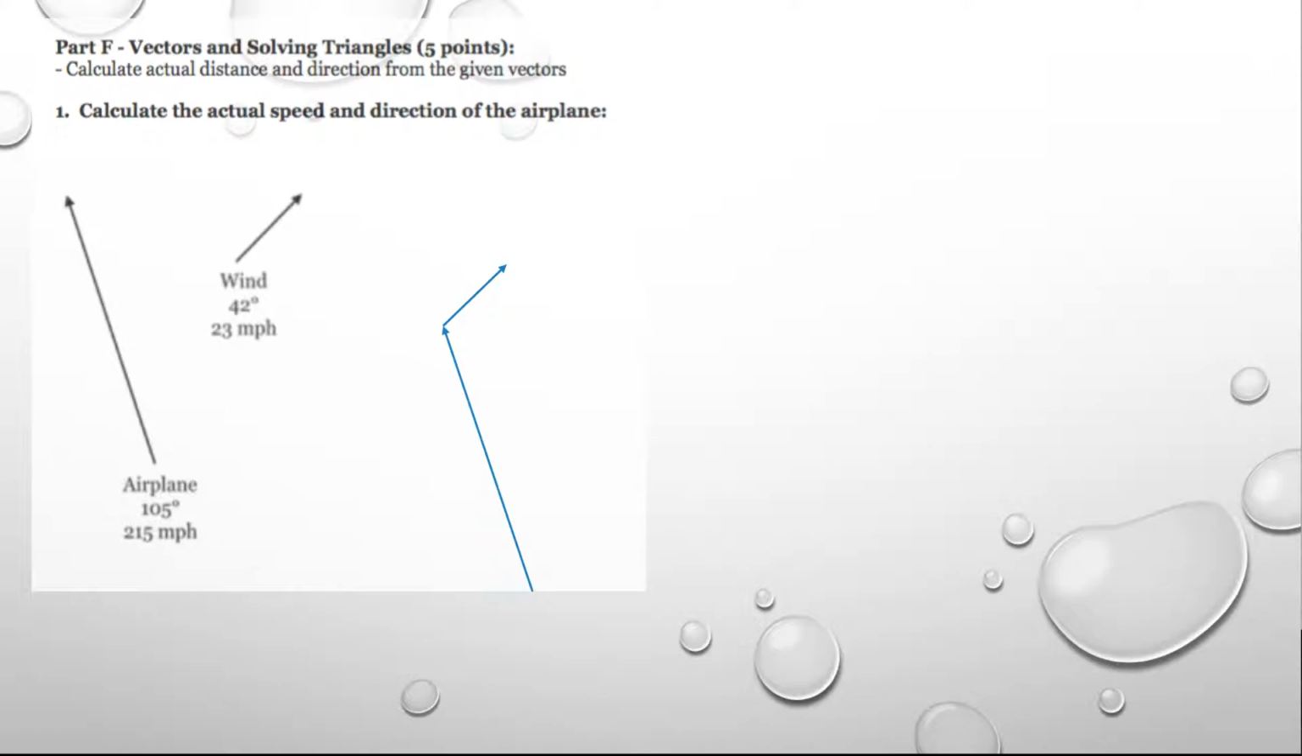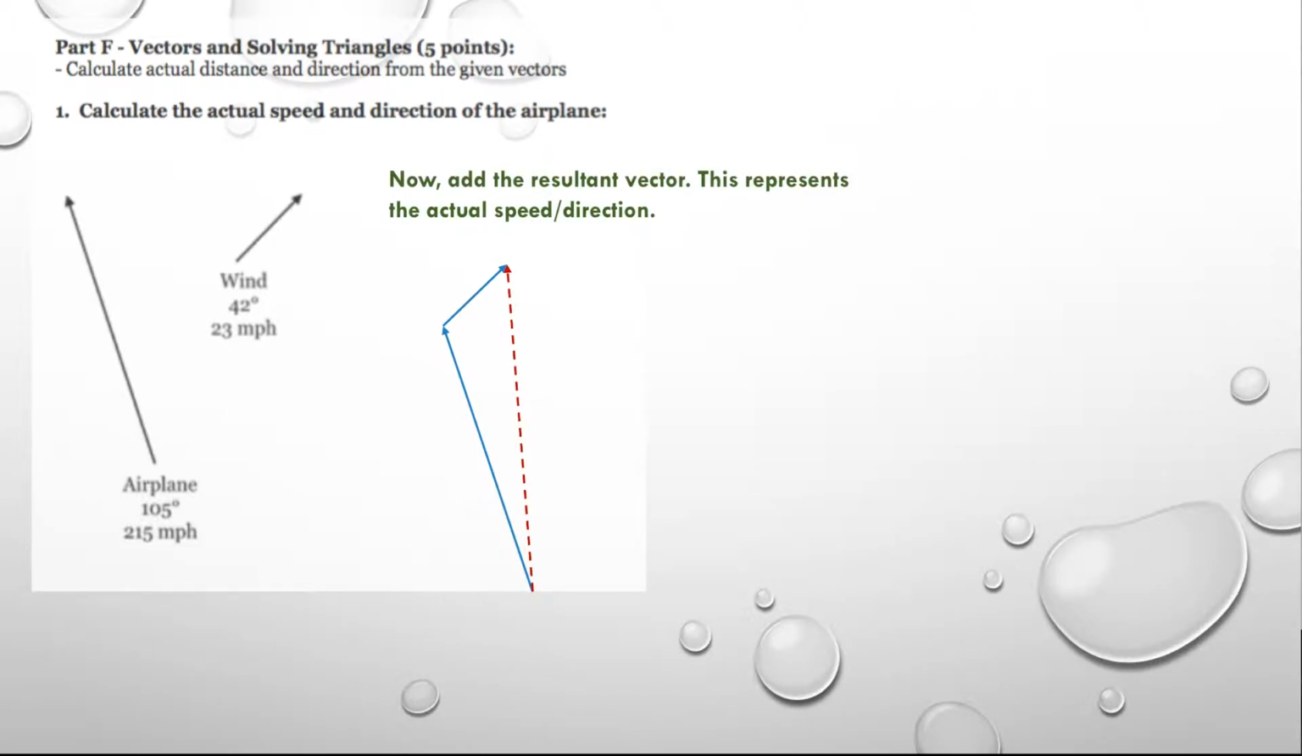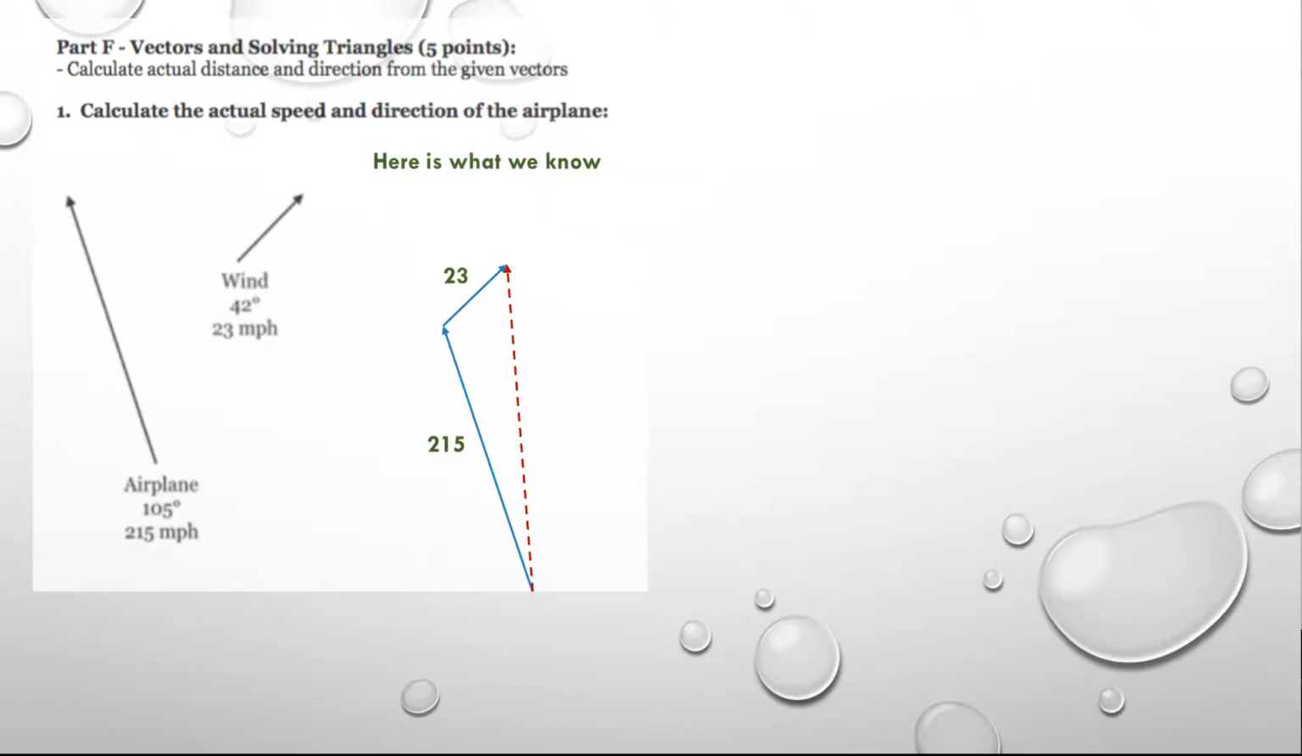So here we have our two vectors added together. Now we add the resultant vector. This represents the actual speed and direction. Here's what we know. We know that the wind is 23 miles per hour and the airplane is 215 miles per hour.